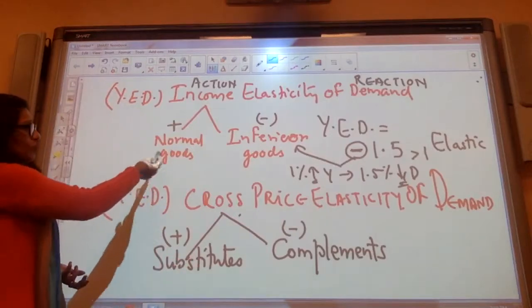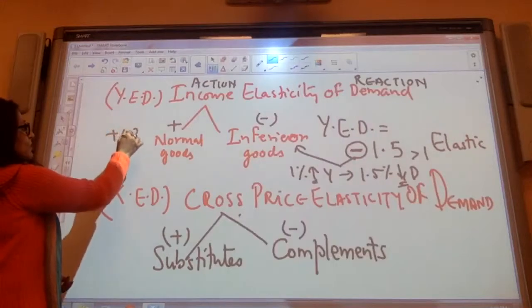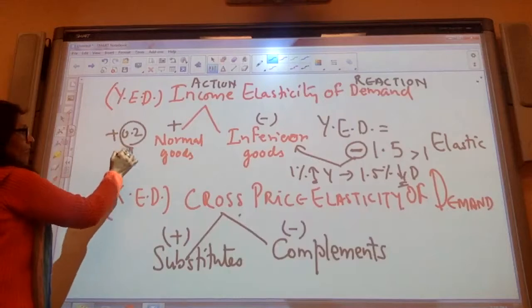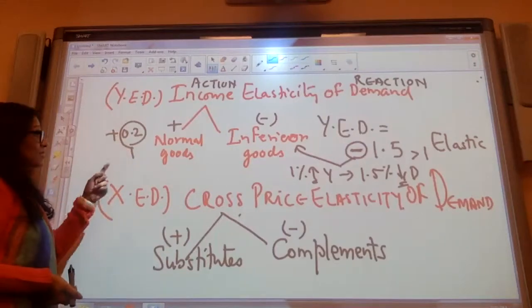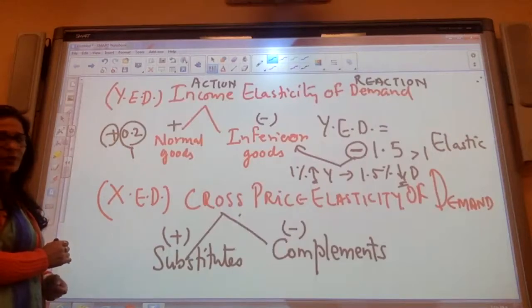If it was a normal good, it would have a plus sign. So if I say plus 0.2, it simply means the good is less income elastic. In other words, it's income inelastic and it's a normal good as denoted by the sign.